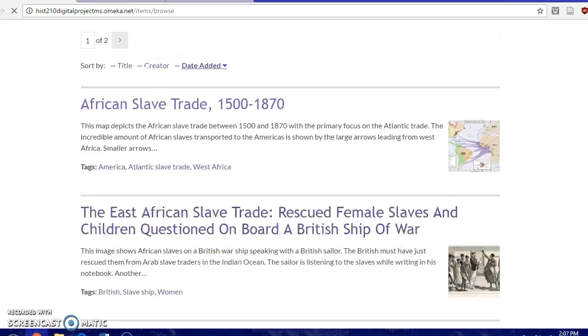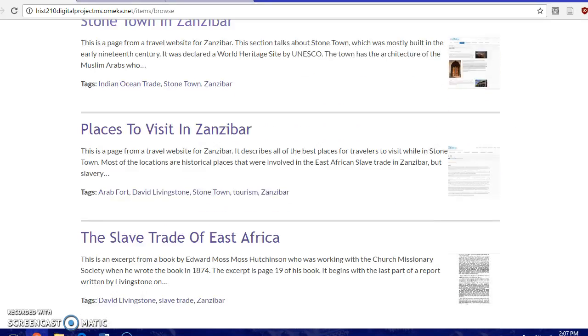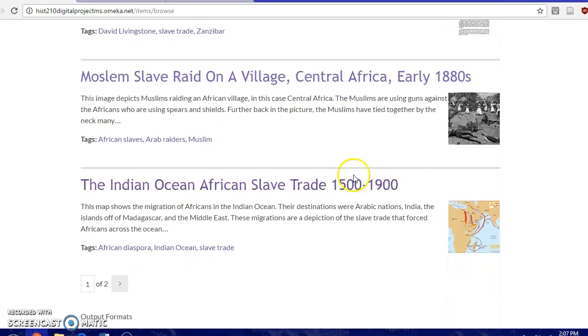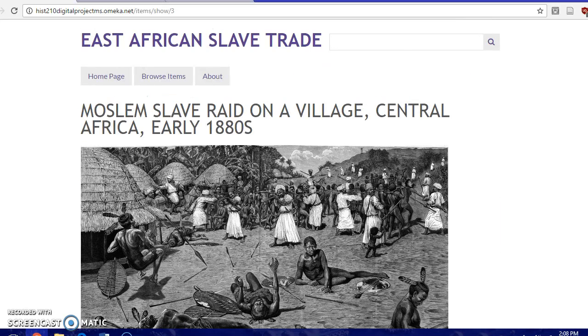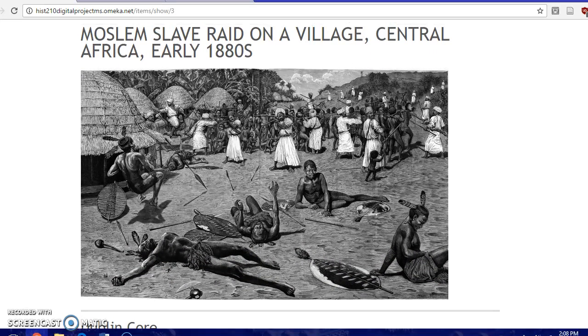The next item that I will be addressing is called The Muslim Slave Raid on a Village, Central Africa, Early 1880s. This image depicts Arabic Muslim slave raiders shooting the African men with guns. The African men have spears and shields, so they are no match for the raiders' firepower.